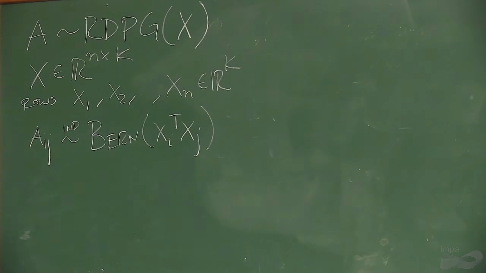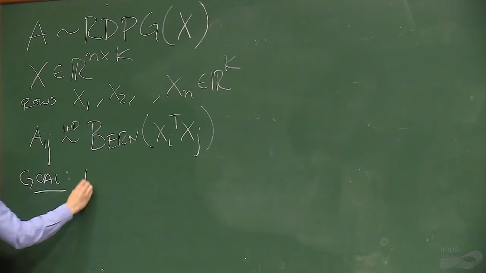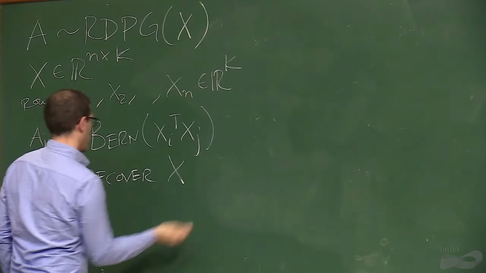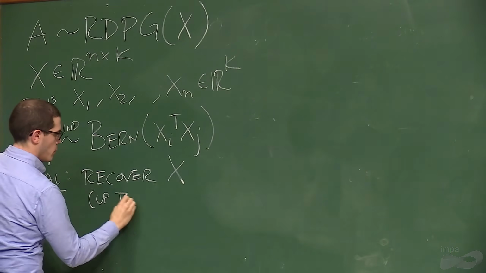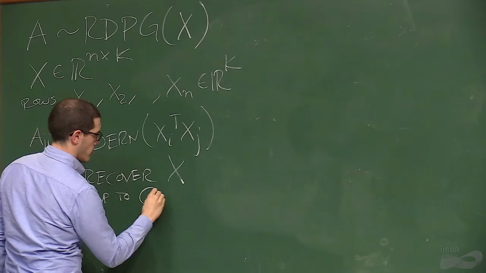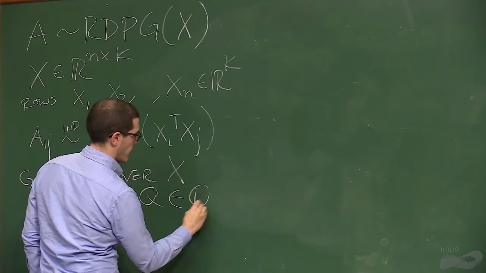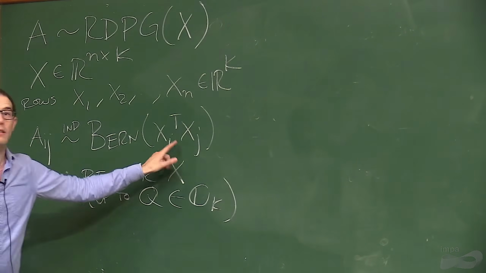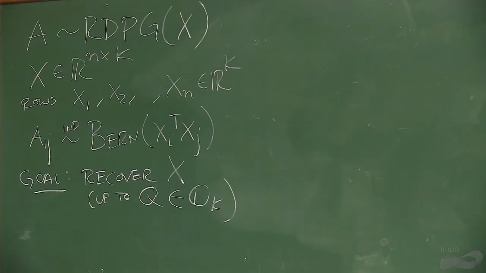So that's our setup. And so our goal is going to be to recover x. And of course, we can only do that up to some rotational non-identifiability, or excuse me, orthogonal non-identifiability Q. Again, because if I take x and right multiply it by an orthogonal Q, the inner products all stay the same.